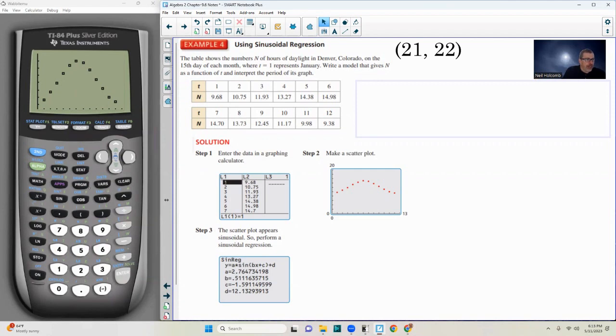So in order to do that, we're going to do stat, calculate. Let me do that again. You press the stat button, you arrow to the right to get to calculate. Now here are all the regressions. Linear regression, quadratic regression, cubic, quartic, linear, ln, natural log, exponential regression, power regression, logistic, sine reg. So there it is right there, C. So I hit enter.